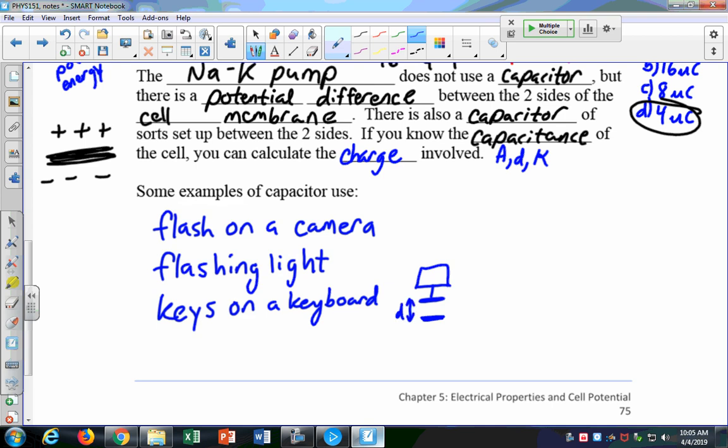D, when I push on the key, it decreases D, and it changes the capacitance of those two metal plates, and that's worked into a circuit that tells your computer that, oh, they're pressing the R key, or they're pressing the enter key. It's a capacitor. Didn't know that, did you?